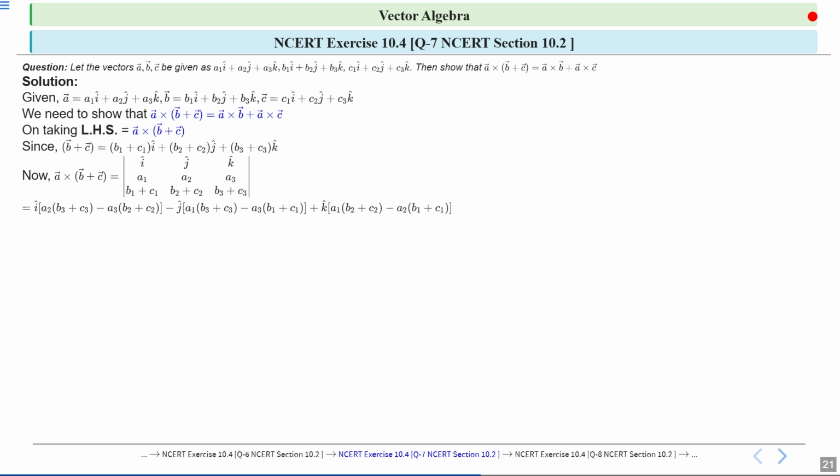So i cap into A2 times (B3 plus C3) minus A3 times (B2 plus C2), minus j cap into A1 times (B3 plus C3) minus A3 times (B1 plus C1), plus k cap into A1 times (B2 plus C2) minus A2 times (B1 plus C1). Okay. So it will be i cap into A2 B3 plus A2 C3 minus A3 B2 minus A3 C2, plus j cap into minus A1 B3 minus A1 C3 plus A3 B1 plus A3 C1, plus k cap into A1 B2 plus A1 C2 minus A2 B1 minus A2 C1, right? This is equation 1.